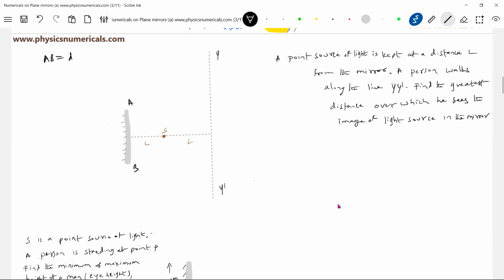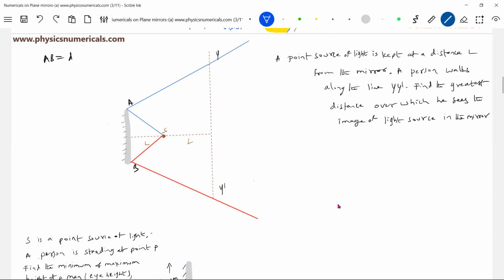Okay, let me draw the reflected rays. Let a ray be incident at the edge A of the mirror, and after reflection, similarly, a ray will be incident at the edge B of the mirror. So we can extend this line. Don't think that the lines will stop there only. They will continue to move further.